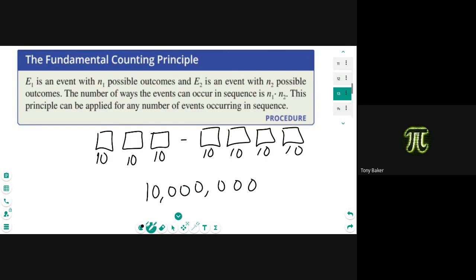So there's a possibility of 10 million different phone numbers for one area code. Okay. Does that make sense? Because we could have all the numbers from all 7 zeros all the way up to 7 nines and every number in between. There's 10 million possible combinations.